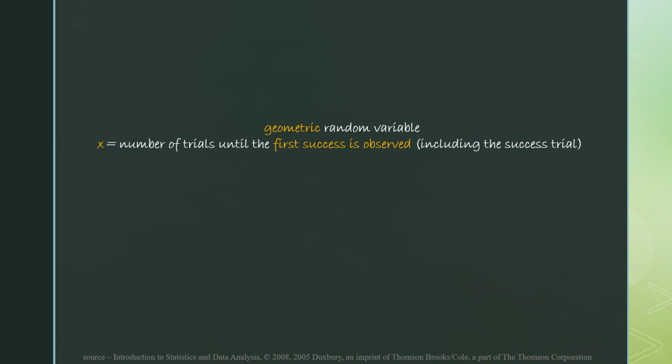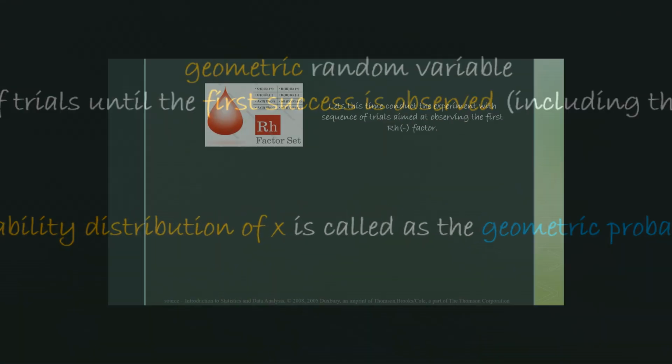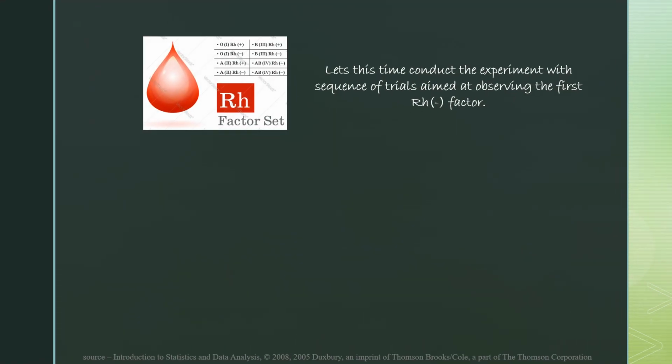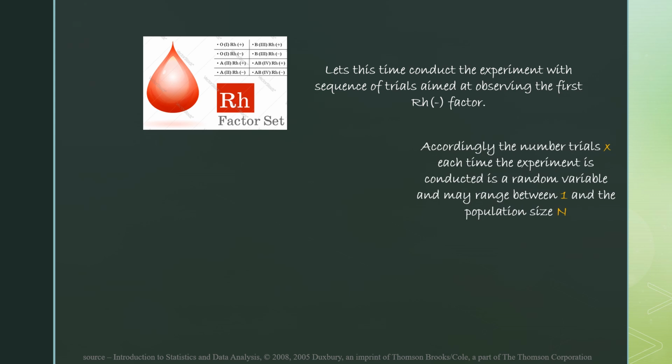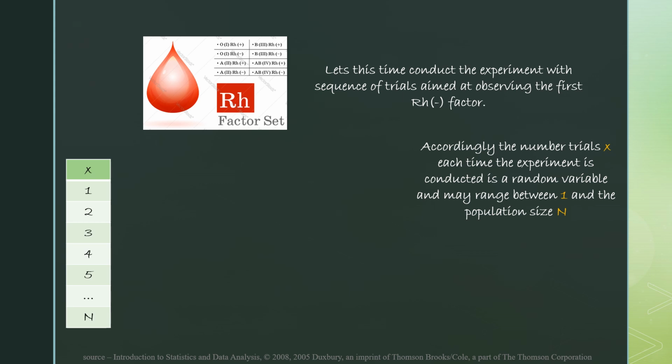Geometric random variable x, note the notation m is changed to x, equals the number of trials until the first success is observed, including the success trial. The discrete probability distribution of x is called as the geometric probability distribution. Let's this time conduct the experiment with sequence of trials aimed at observing the first RH negative factor. Accordingly, the number of trials x each time the experiment is conducted is a random variable and may range between 1 and the population size n.